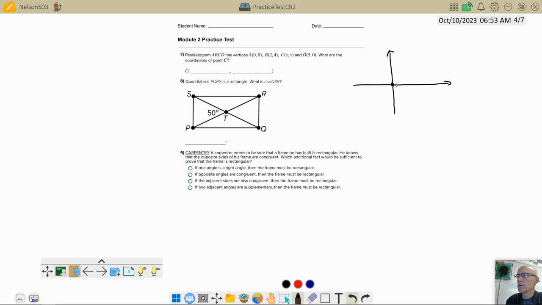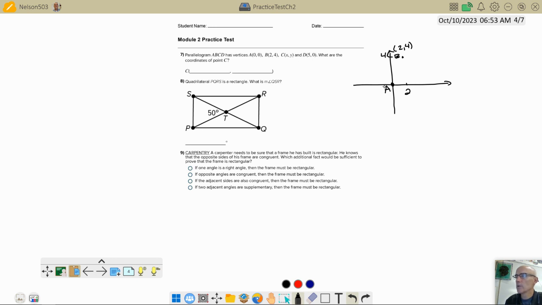So we got 0, 0, we got 2, and we got 4. So let's say 4 is up there. There's 2. So 2, 4. Okay, let's label it 2, 4. And this is point B. And this was point A. All right. And then we've got C is at some random XY.